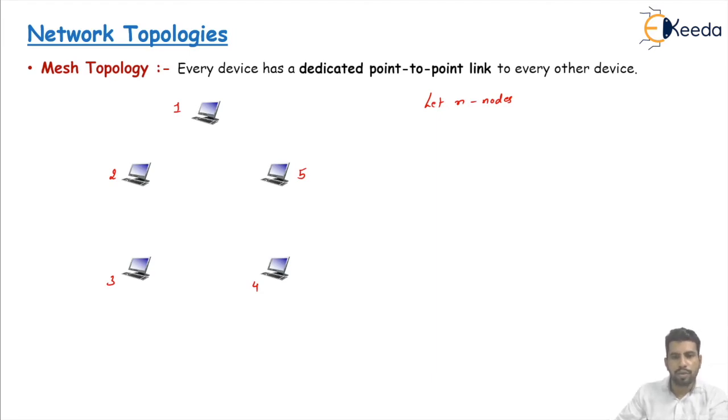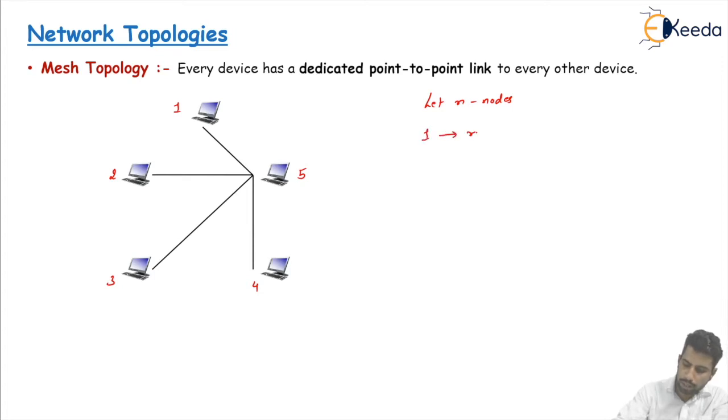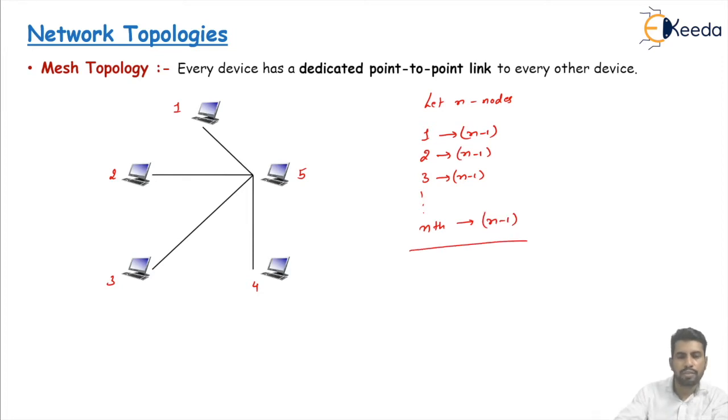To find the number of physical links in a fully connected mesh network with n nodes, we first consider that each node must be connected to each other node. Node number 1 is connected to all n minus 1 nodes. Similarly, node number 2 is also connected with all n minus 1 nodes. The same for node 3, node 4, and finally node number n must be connected with the remaining n minus 1 nodes. So finally, we require n into n minus 1 physical links to connect n nodes in a mesh network.